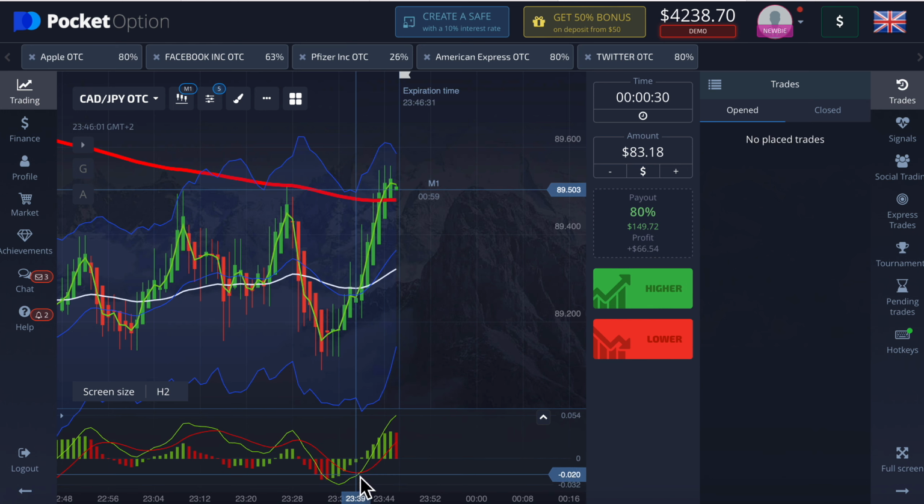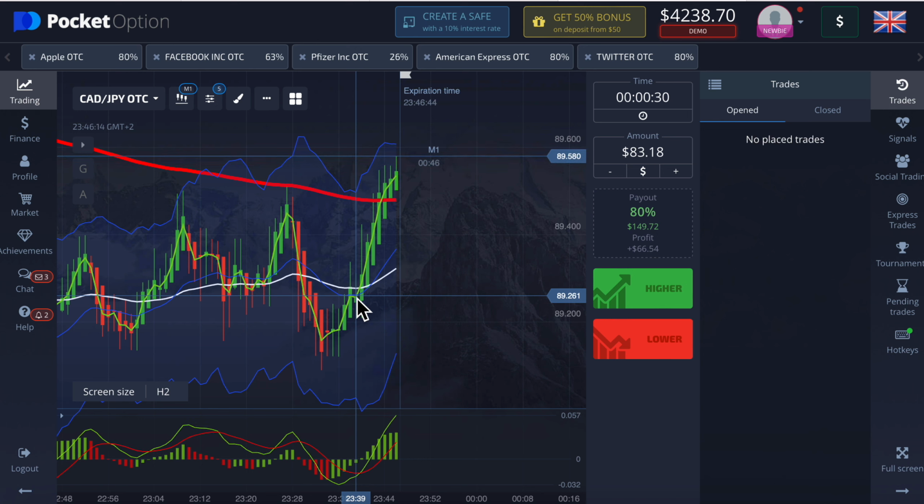Got that beautiful cross right here on the MACD. When you get the MACD and the chart crossing at the same time, guys, that's the 5-star trade for me. When you get that cross on the MACD and that cross on your chart, 5-star.